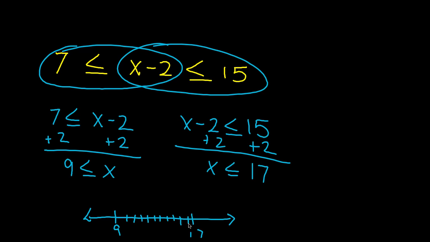10, 11, 12, 13, 14, 15, 16. I did too many, but that's okay. 9 and 17 are on that number line. They're both solid circles because they're both including the point, so we're going to put 2 solid circles on there, and then we're going to color in everything in between. It's going to be bigger than 9, but less than 17, everything in between. And then, of course, your interval is going to go from 9 to 17, including the 9 and including the 17.